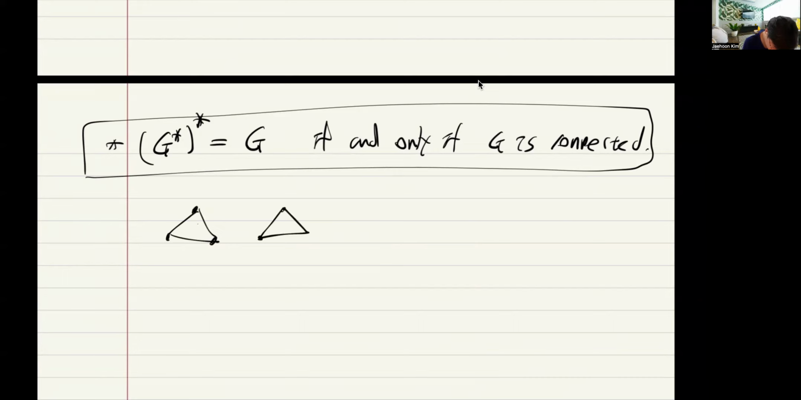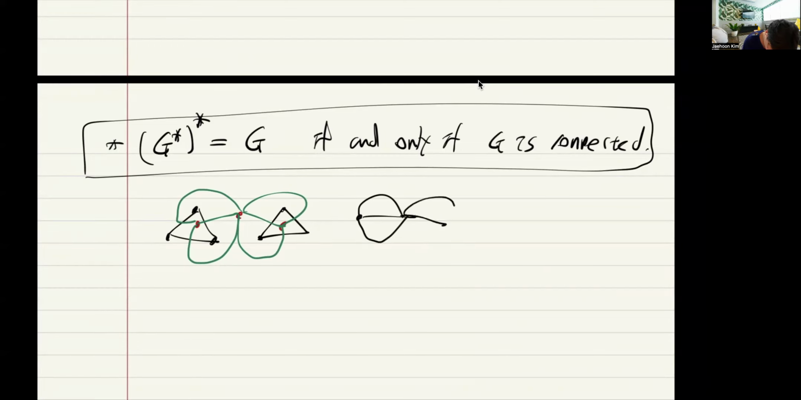For example, in this case, what's its dual? This is the dual graph. And if you consider this dual graph, and then consider its dual, you have a different graph.